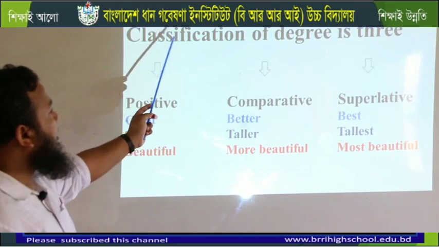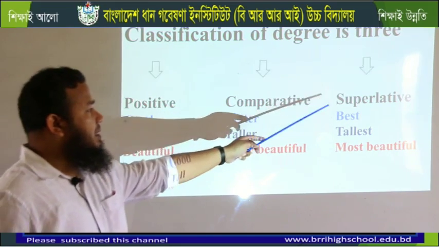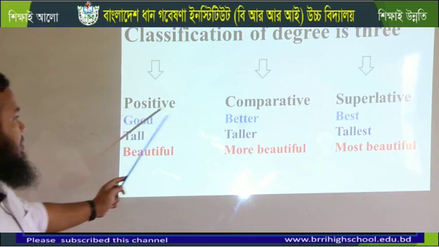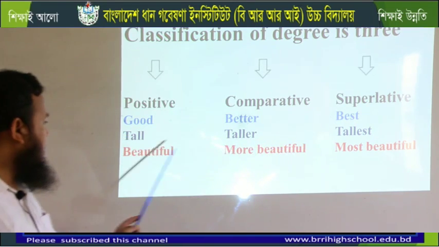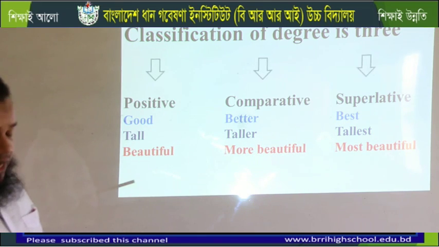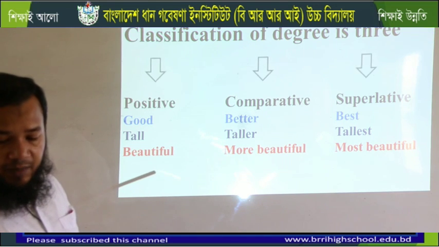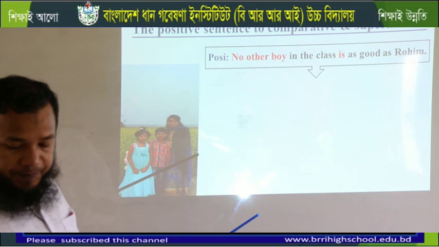The classification of degree is three. They are positive, comparative and superlative. Good, better and best; tall, taller and tallest; beautiful, more beautiful and most beautiful. I think in your previous classes all of you have a better idea about those items. Now look at these items.